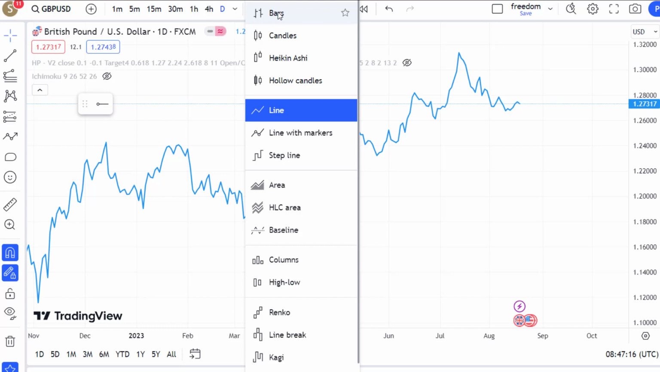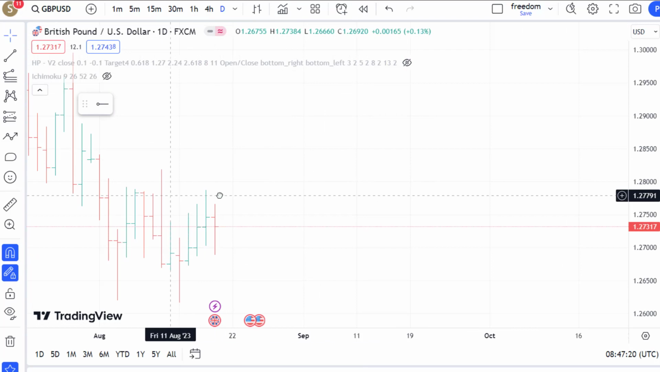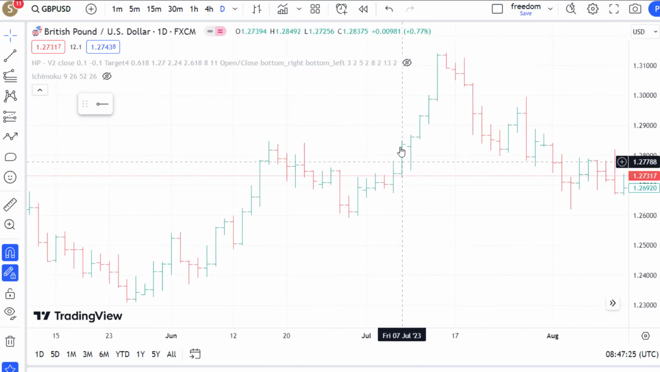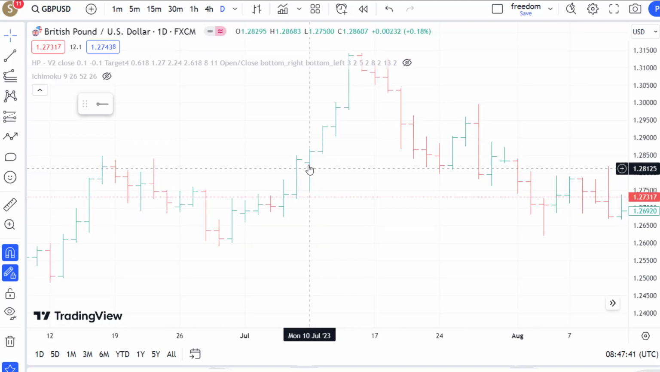2. Bar chart. A bar chart displays price information using vertical bars. Each bar represents a specific time period and includes 4 price points: opening, closing, high, and low. The top of the bar represents the highest price, the bottom represents the lowest price, and the tick on the left side represents the opening price, while the tick on the right side represents the closing price.